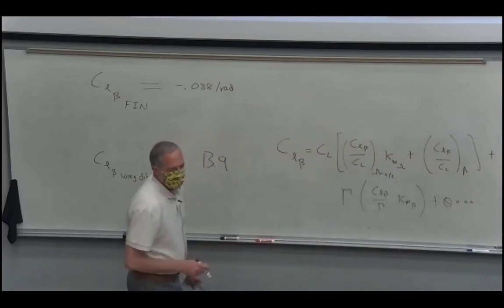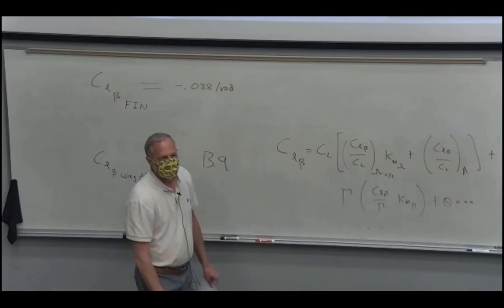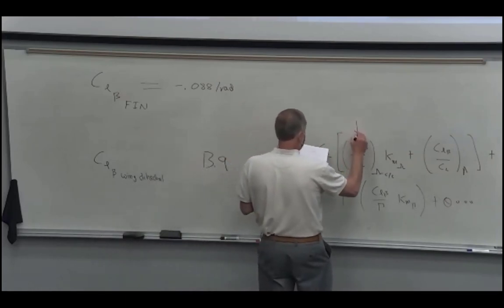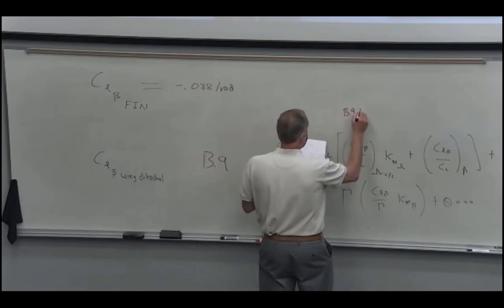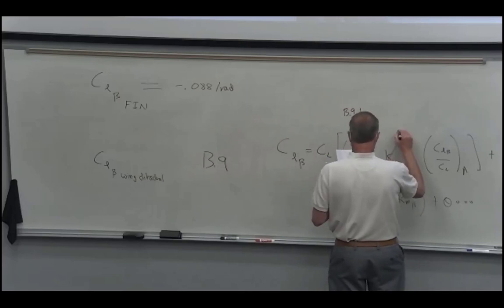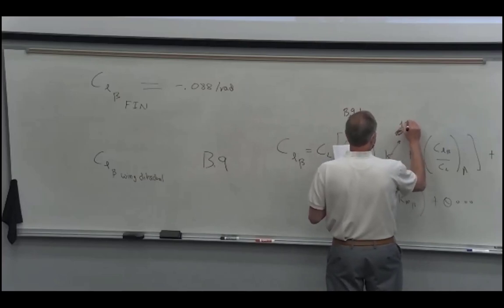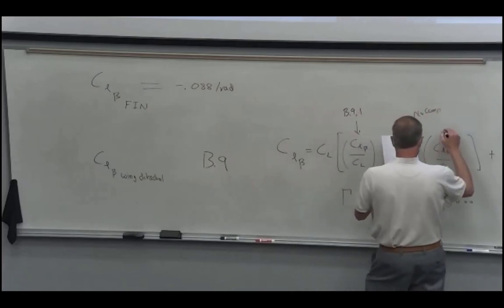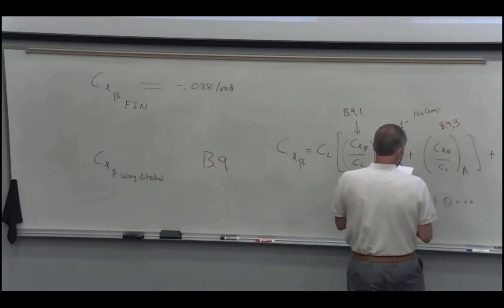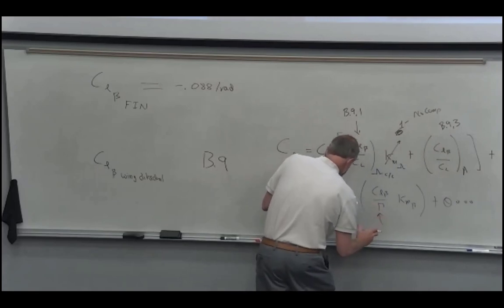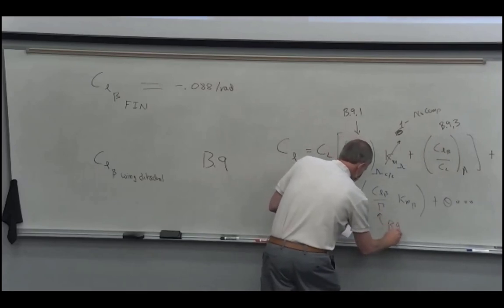And so what's confusing about this is just figuring out which chart to go for what. And you have to look at the section in the text below that and realize that you need B.9, 1 for that thing. No compressibility. So that's 1. And that's what I specified in the problem. This thing comes from B.9, 3. And this thing comes from B.9, 4.